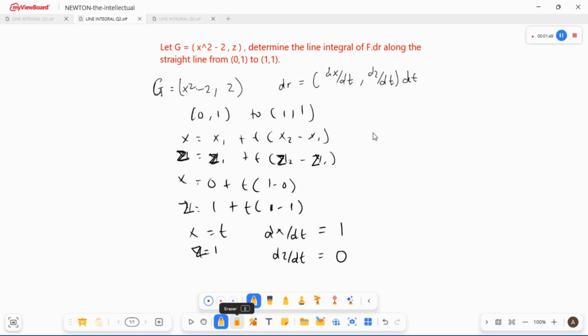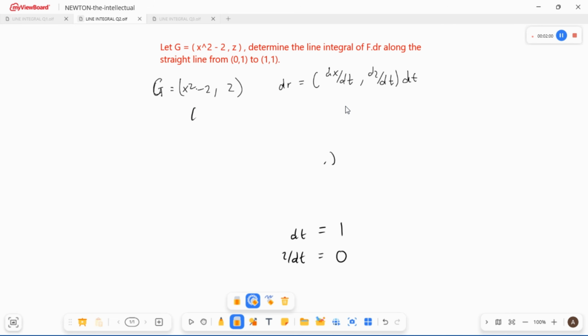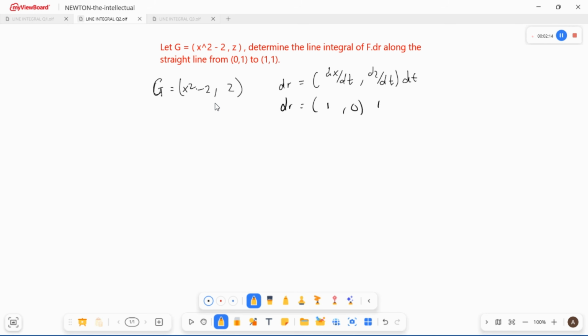Let me just clean this. Let me rub this off. So now we've gotten our dx dt to be 1 and our dz dt to be 0. I'm just going to write it up so we have enough space to solve the actual question. Now we're getting our dr to be equal to 1 and 0 dt from our calculation. So don't forget our x was equal to t and our y was equal to 1. This is because it's still going to be needed at the end of the day.